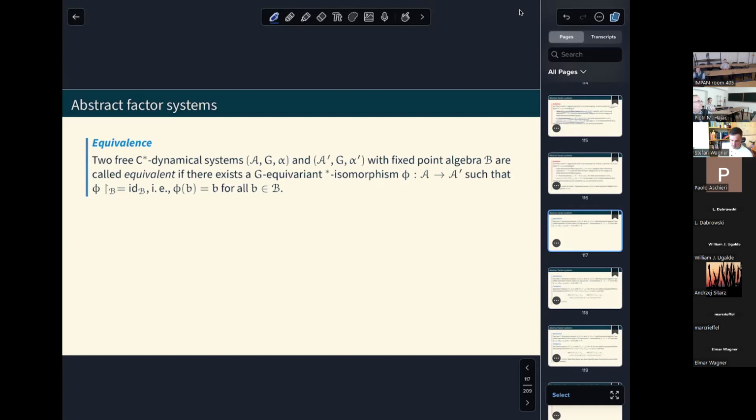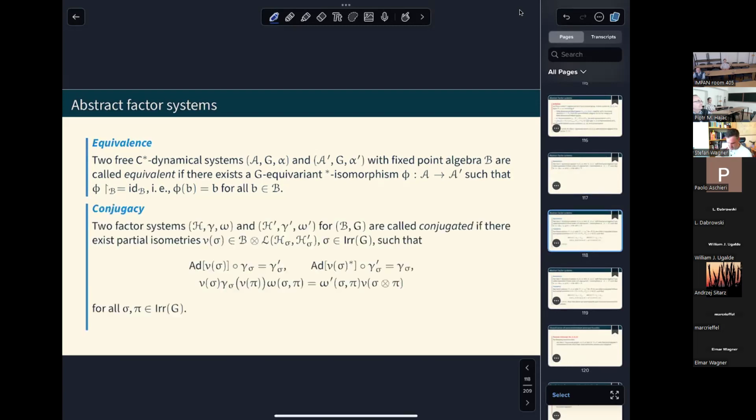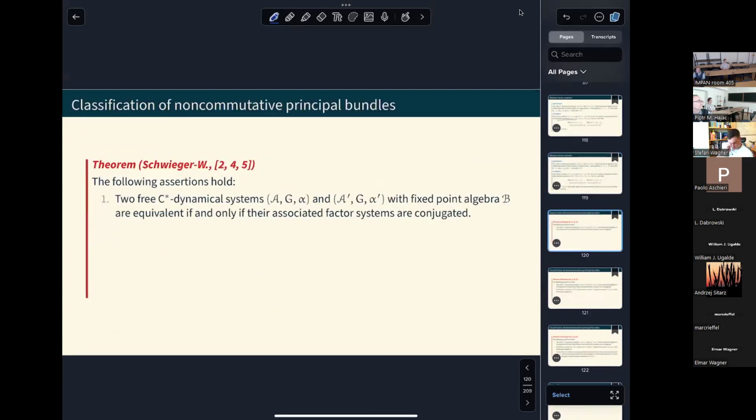And then, maybe without going into detail, there's also a notion of conjugacy that tells you when two factor systems are equivalent, or conjugated, if you have these partial isometries. It's maybe not so important. What I'm saying here is the following theorem: two free C-star systems, A, G, alpha and A prime, G, alpha prime, with fixed point algebra B, are equivalent, so they're isomorphic, if and only if their factor systems are conjugated.